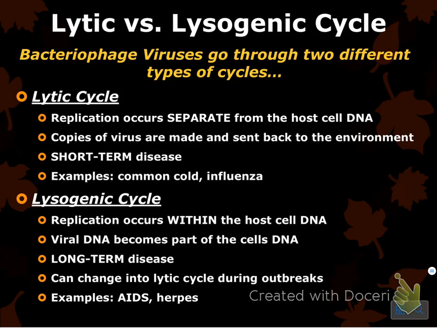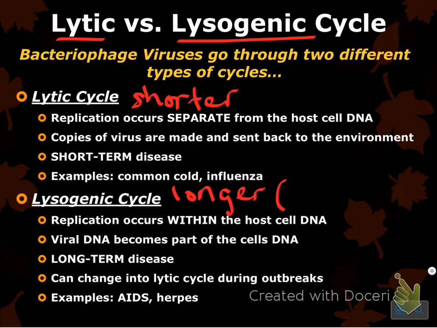So now we have two different cycles that these cells can go through. So you have the lytic and the lysogenic. A really easy way to keep this straight is lytic is shorter than lysogenic in terms of letters in the word. So lytic is a shorter cycle. And lysogenic is a longer, or technically lifetime. Well, lifetime of the organism.